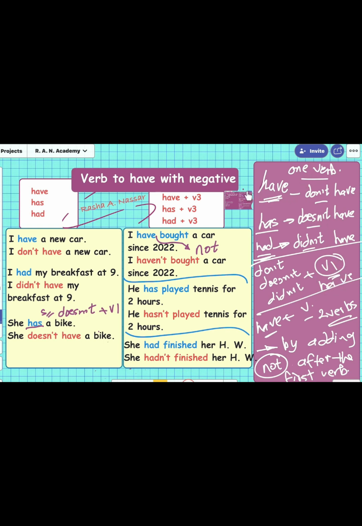Have. But if verb to have comes with other verbs in the sentence, it means have plus V3: have bought, has played, had finished. So it means I have two verbs in the sentence. So when I have two verbs in the sentence, I cannot say doesn't or don't or didn't, or I cannot use an auxiliary verb. Why? Because here verb to have is already an auxiliary verb or a helping verb. So here I'm going to change the sentence into negative by using not after the first verb, after have or has or had.